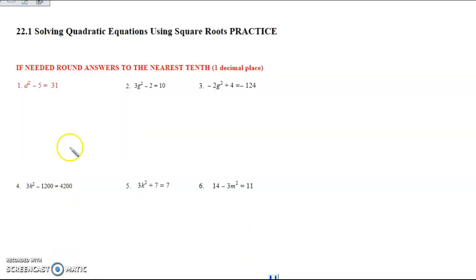Let's do the first one in our example. I have d squared minus 5 equals 31. If I add 5 to both sides, I get d squared equals 36. Is 36 a perfect square? Yes. So then I would square root both. The square root of d squared is d. The square root of 36 is a positive or negative 6.